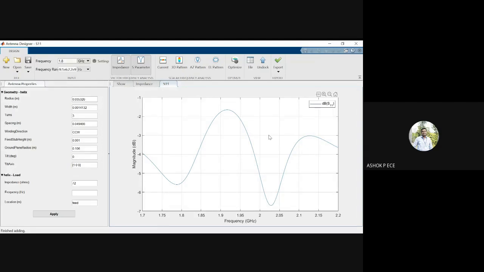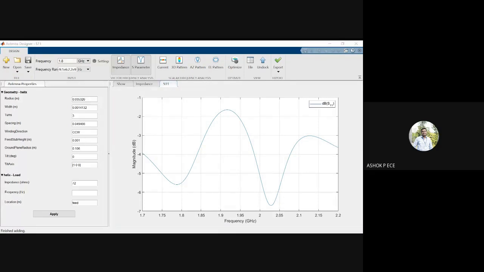Beautifully, you can see the S11. S11 is your reflection coefficient at 1.8. You see the reflection coefficient is very, very minimum. It is close to minus 5.5 dB. So the reflection is very, very minimum at 1.8 gigahertz, which is our frequency of interest.